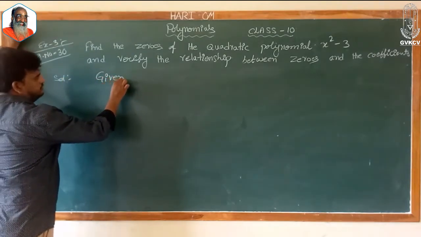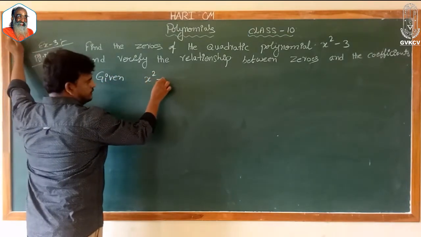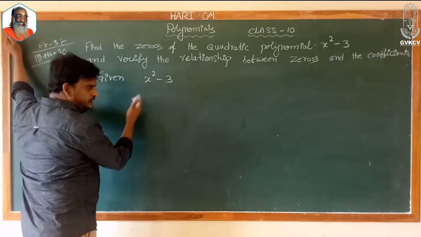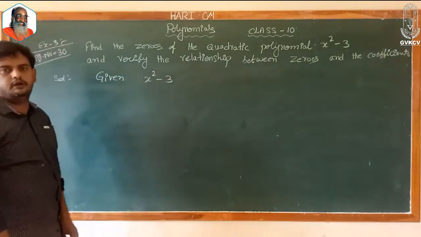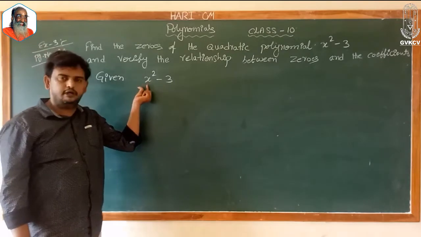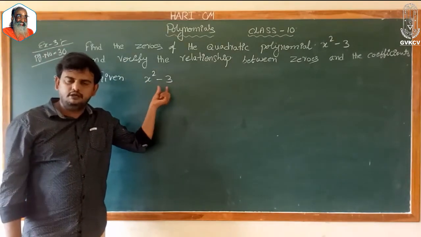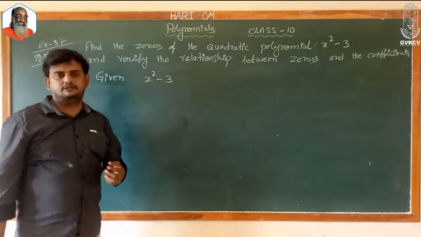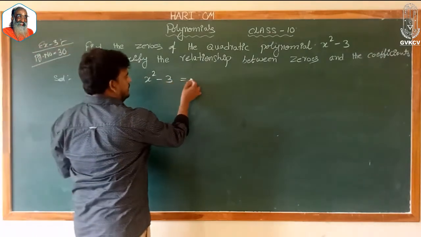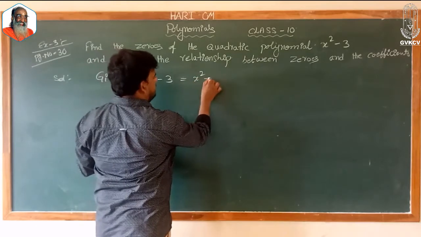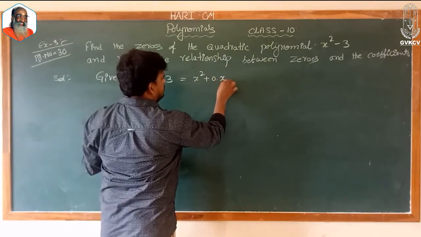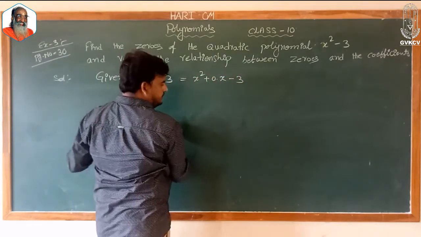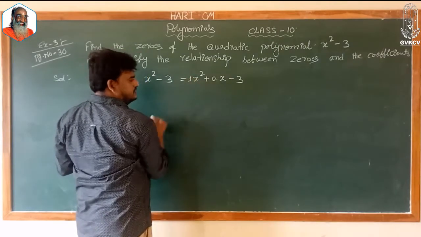What is given for us? x square minus 3. It is not in the general form of a quadratic polynomial. Here I have an x square term and a constant. In between, what is missing here? The x term is missing. Which means I can write it as x square plus 0 into x minus 3, and moreover, here the coefficient can be written as 1.